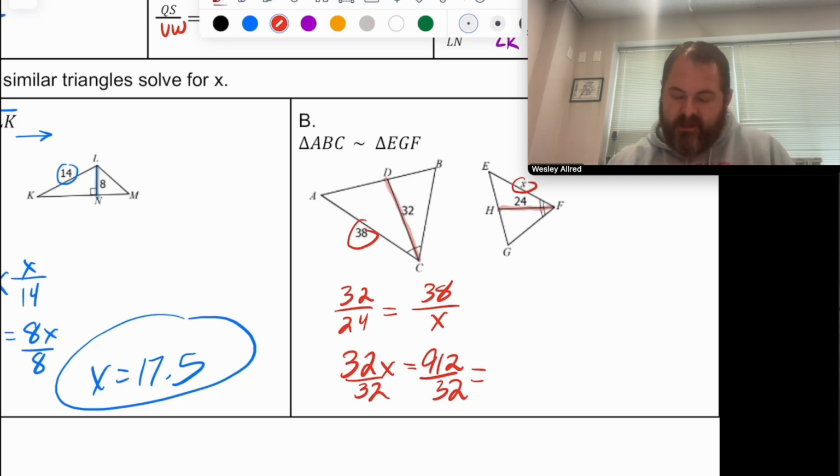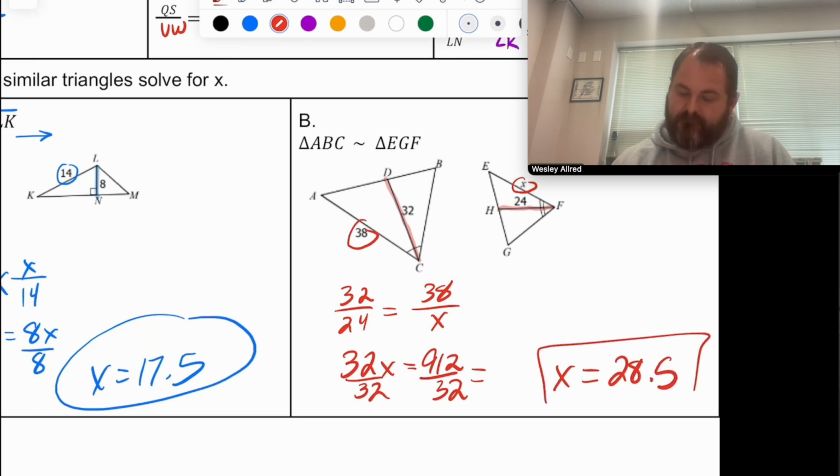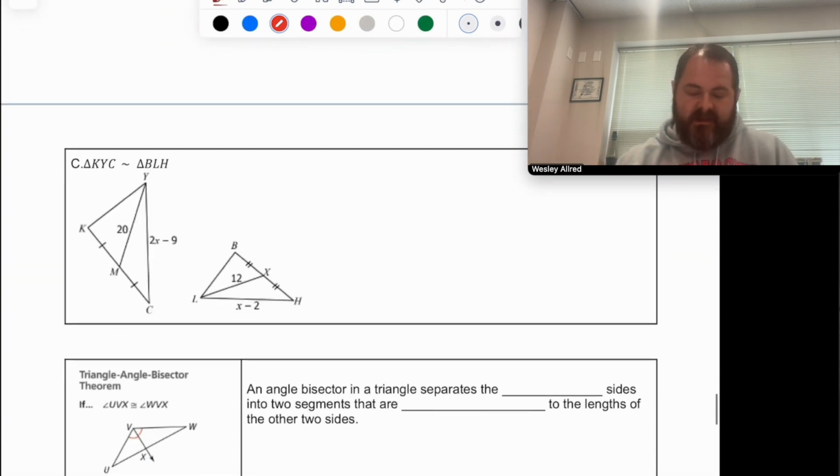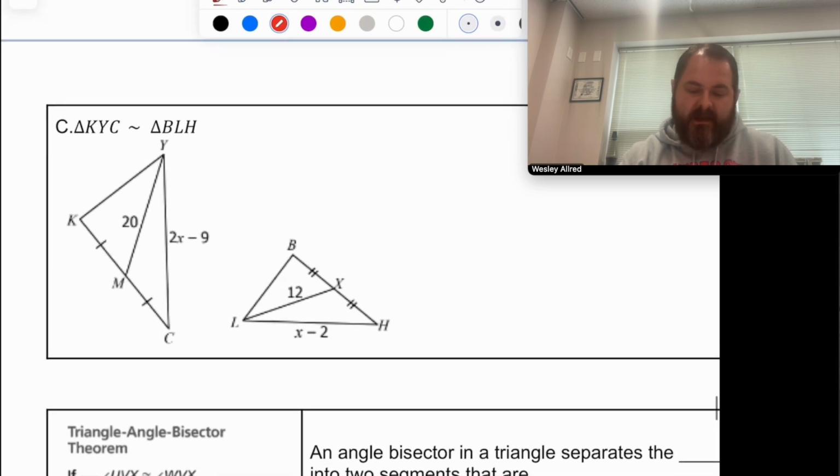and we get this x is about 28.5. Okay? So we can continue setting up those proportions. Once again, we have another scenario here. This time we're dealing with a median, and medians would also be proportional.